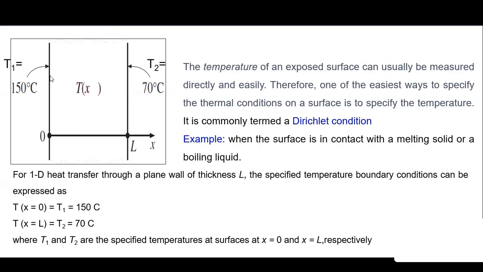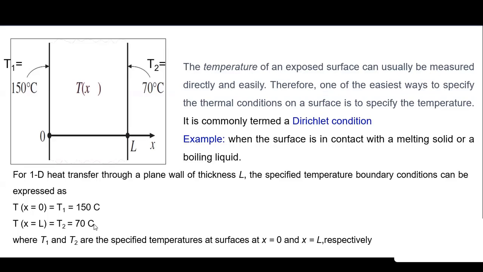Now, how do we write this in terms of mathematical formulation? Consider the case of one-dimensional steady heat transfer through a plane wall of thickness L. The specified temperature boundary condition can be expressed as: temperature at x equal to 0 is T1, and that is equal to 150 degrees Celsius. Similarly, temperature at x equal to L is T2, and that is equal to 70 degrees Celsius.